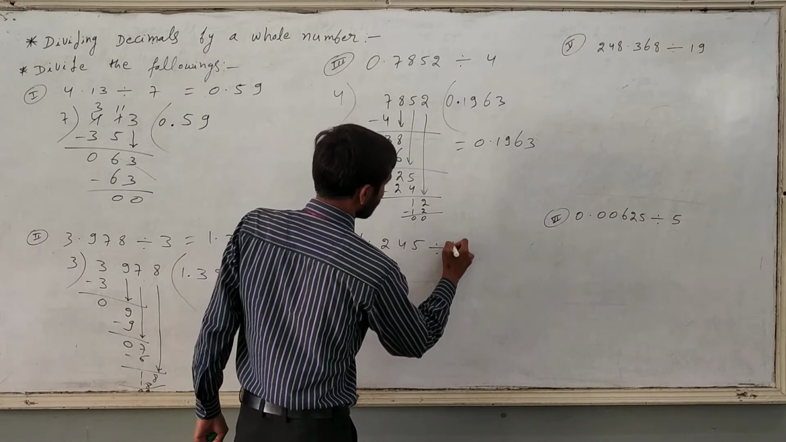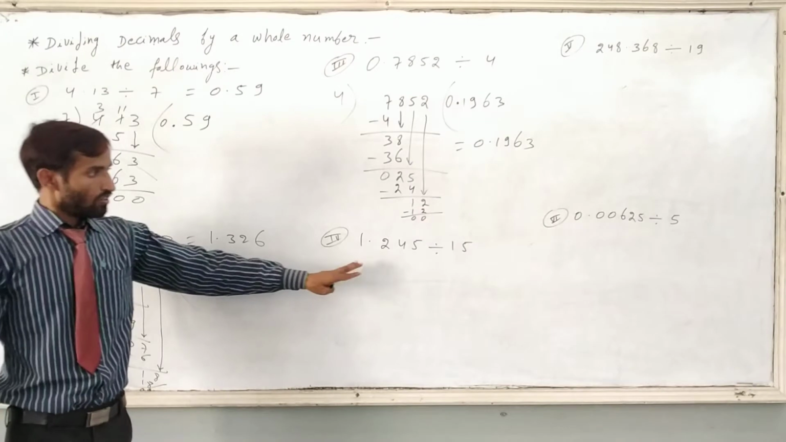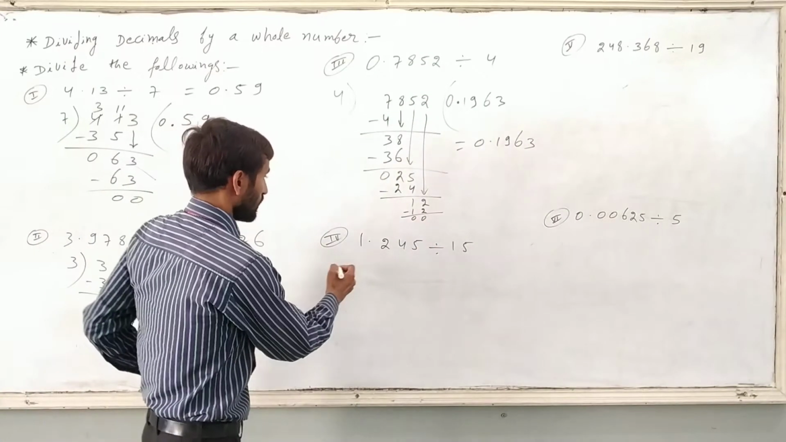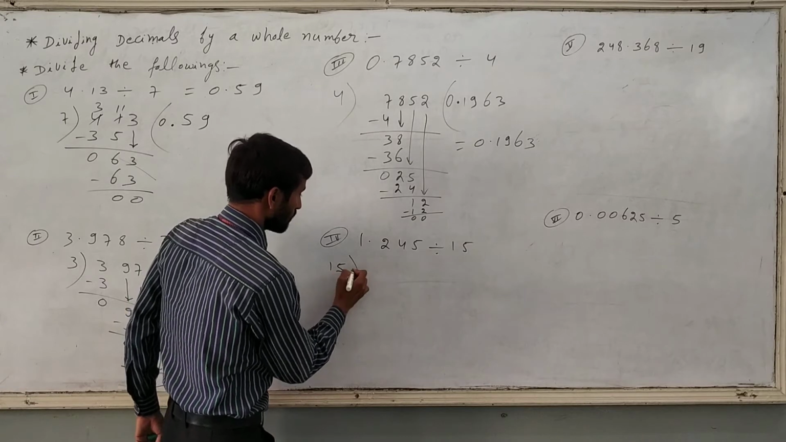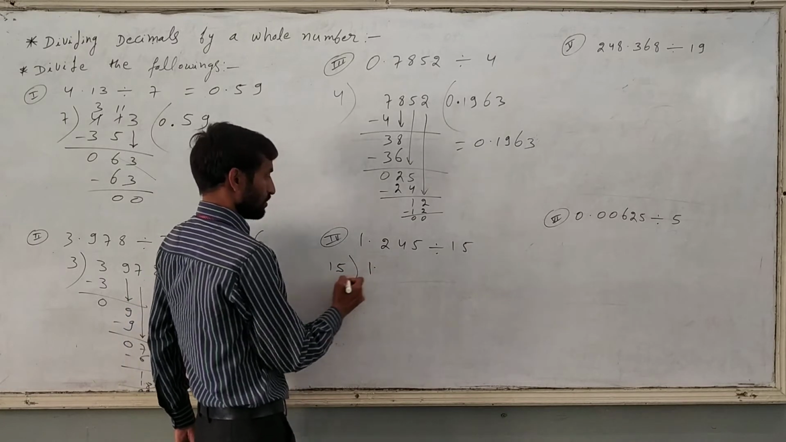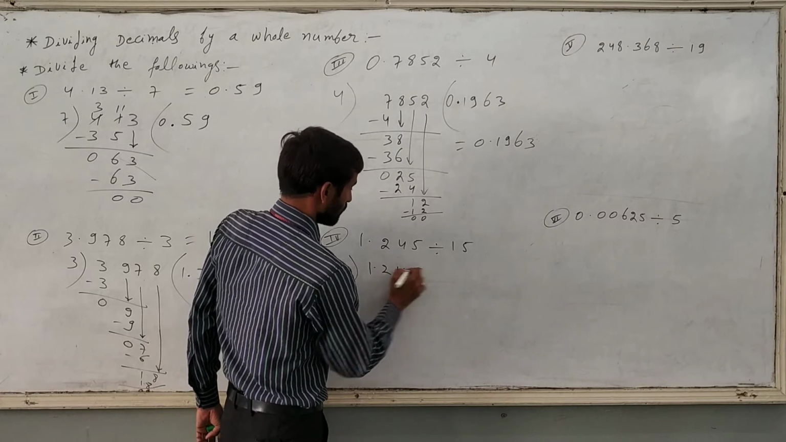1.245 divided by 15. We have to divide by 15. This is the whole number. So the divisor is a whole number, and the dividend is a decimal number. We have to divide a decimal number by a whole number. So write down 15 and 1.245 like this. Now we have to divide.